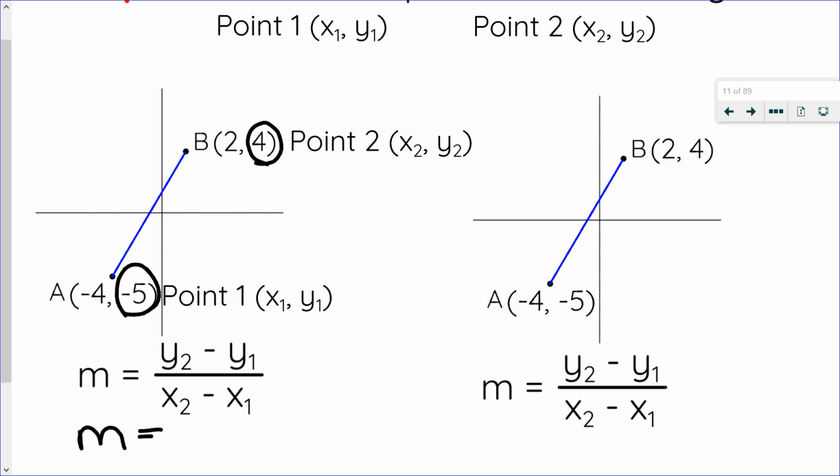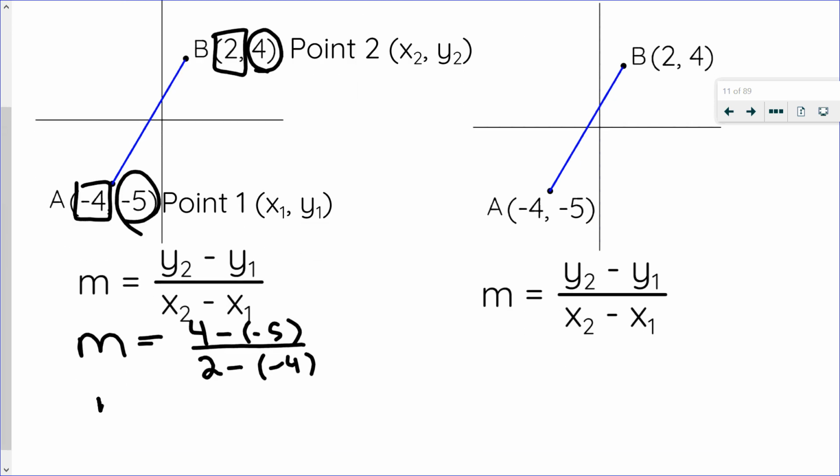So into my formula, I'm going to do y2 minus y1. So I'm going to have 4 take away negative 5 over x2, this is x2, minus x1, so minus negative 4. So this would be 4 take away negative 5, 2 negatives make a positive, is 9 over 2 take away negative 4, 2 negatives make a positive, is 6. And then in lowest terms, that would be 3 over 2. Positive slope, yes, that seems reasonable. So to go from point to point, I would go up 3 over 2.